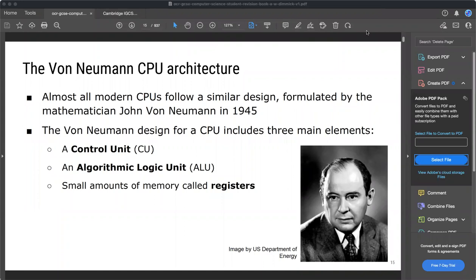Welcome to the OCR computer science class. And we are on chapter number 1, computer systems. And the topic is von Neumann architecture.